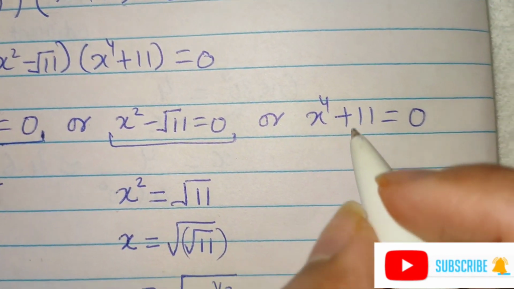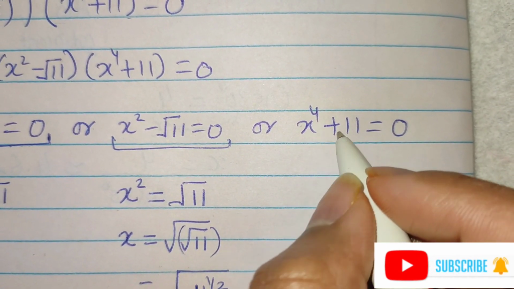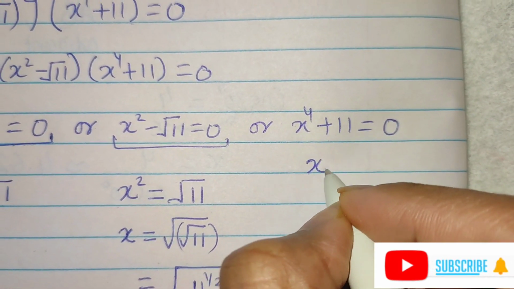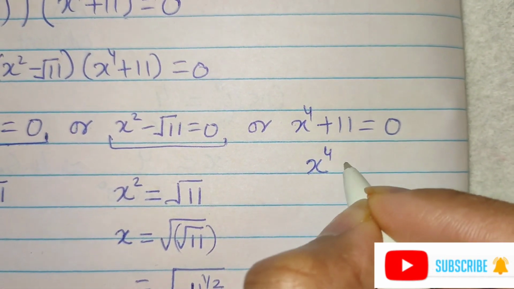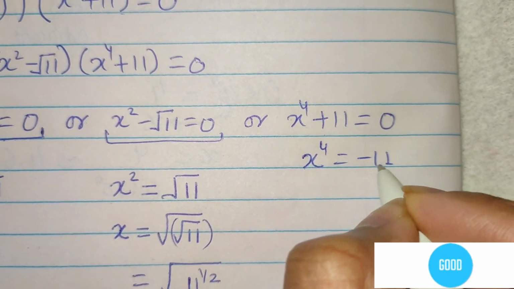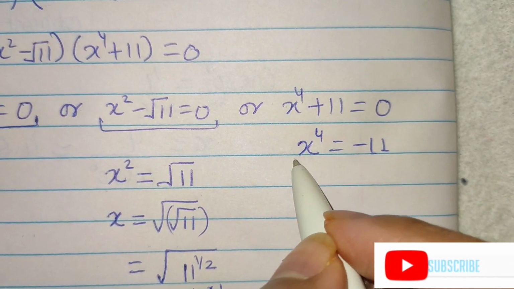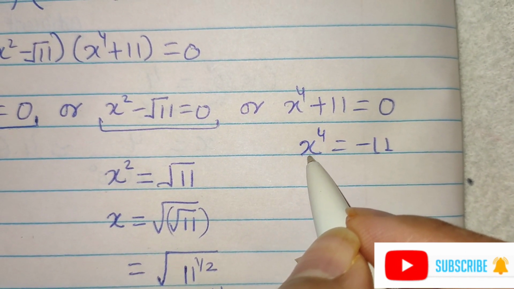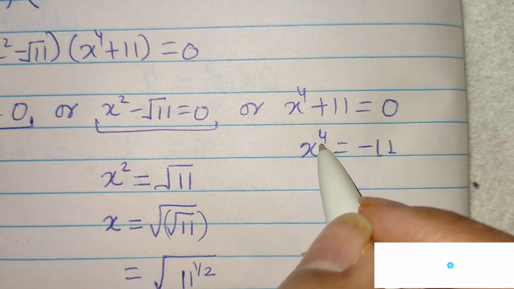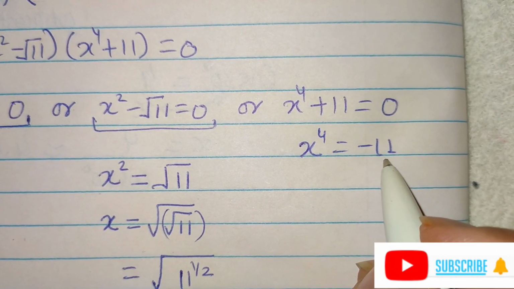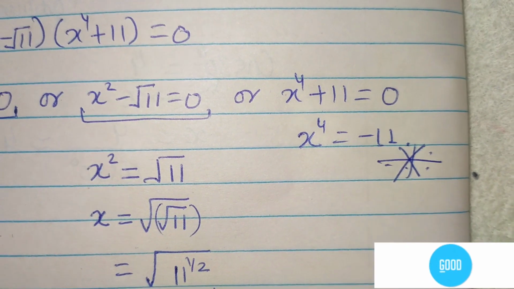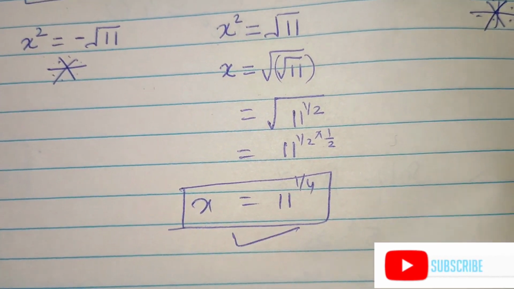Now let's see this one. x to the power 4 plus 11 equals 0. So let's just take away 11 from both sides. You will end up with x to the power 4 equals minus 11. This equation is not possible because no matter which real number you take and raise to the power 4, you will never end up with a negative result. That means I cannot accept this. That means this is the only solution.